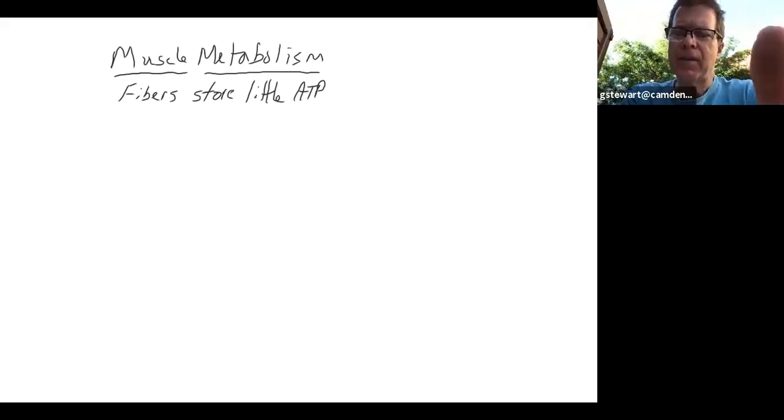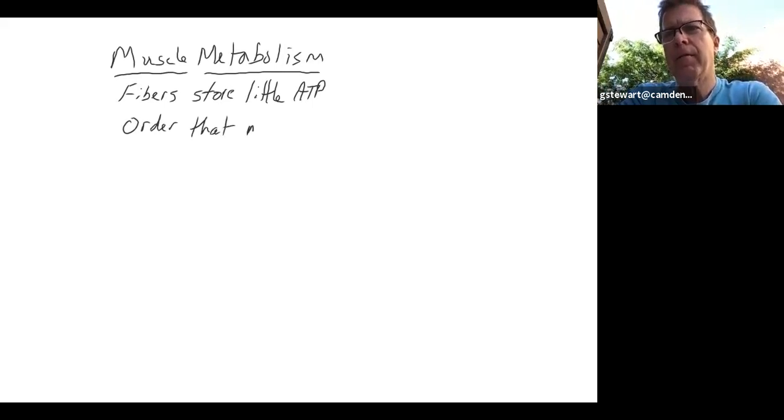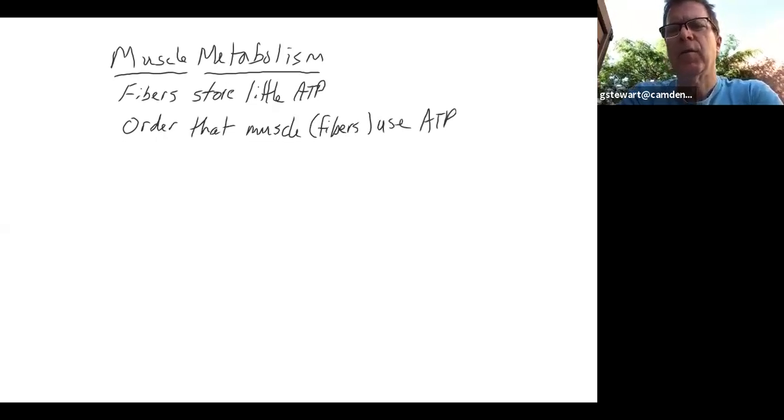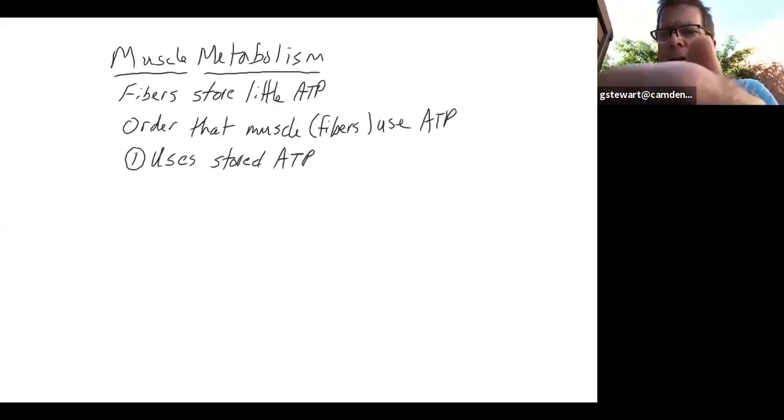So next thing I'm going to do is list in order that a muscle and fibers use ATP. And it's going to be 1, 2, 3, 4. First, when a muscle first starts to contract, it uses stored ATP. ATP that is already stored in the muscle fiber.